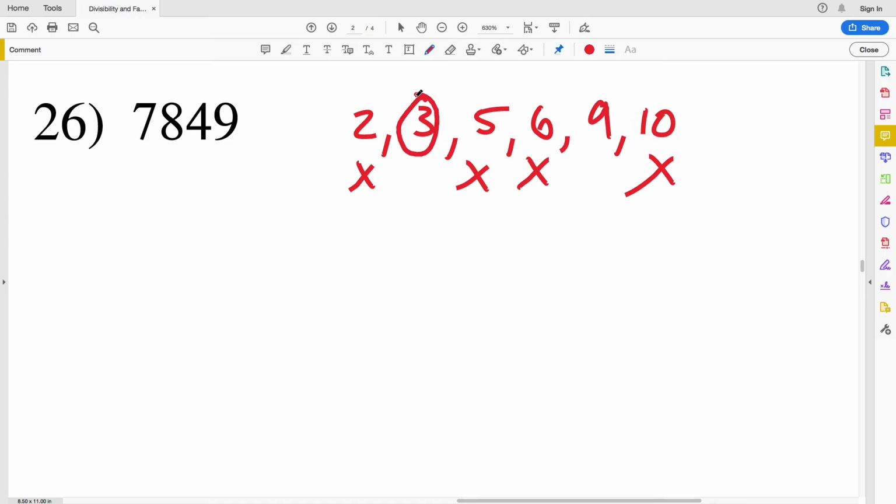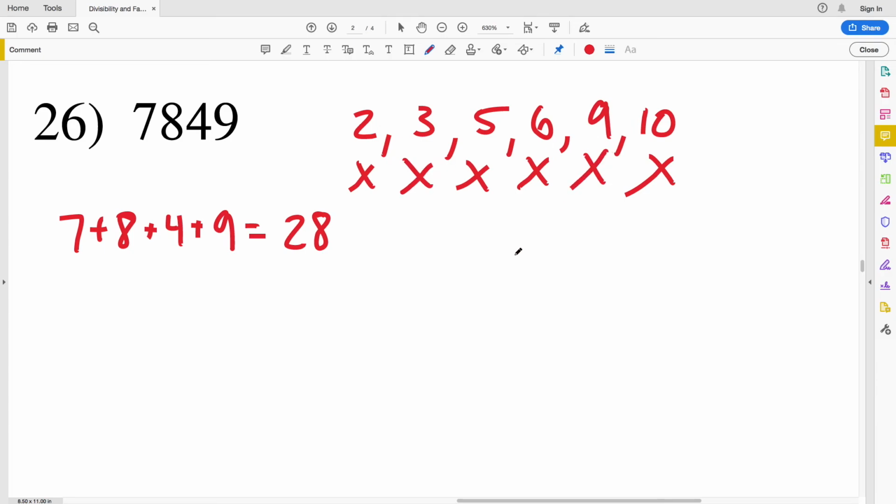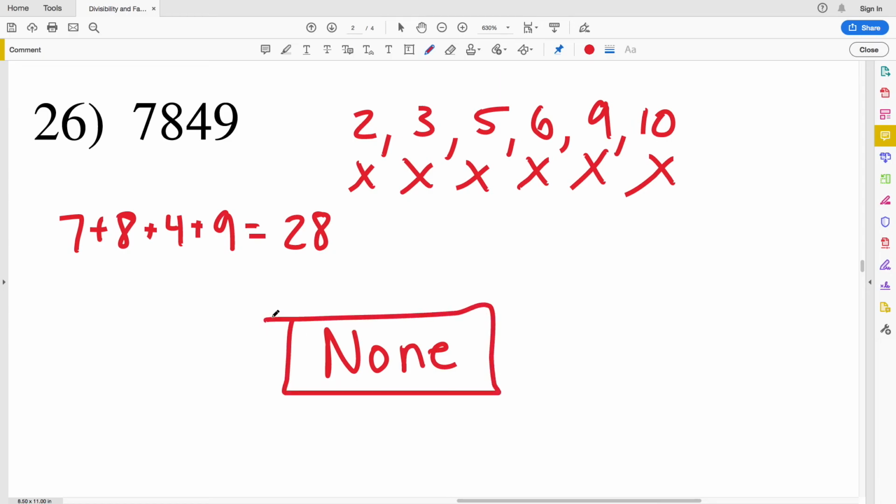So all we need to check for is if it's divisible by 3, and if it's not, then it's not divisible by 9. So we'll add 7 to 8, 4, and 9. 7 plus 8 is 15, 15 plus 4 is 19, and 19 plus 9 is 28. 28 is not divisible by 3, therefore, in number 26, none of the numbers from our list are factors.